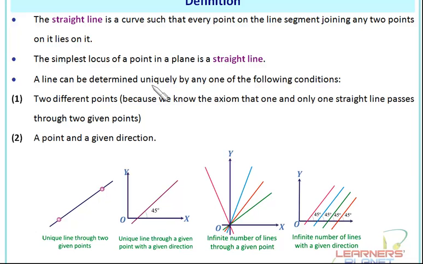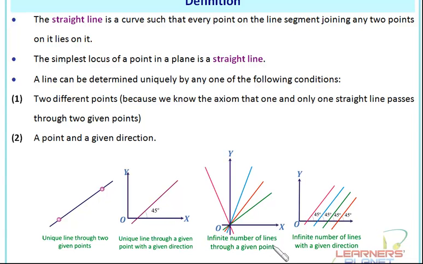A line can be determined uniquely by any one of the following conditions: two different points, and a point in a given direction, right? See, you must be knowing from these 2 points, from two fixed points, only one line can pass. Then a unique line through a given point with a given direction, right? This angle is 45 degree, and in this direction, when the angle is 45 degree, through a particular point only a single line can pass.